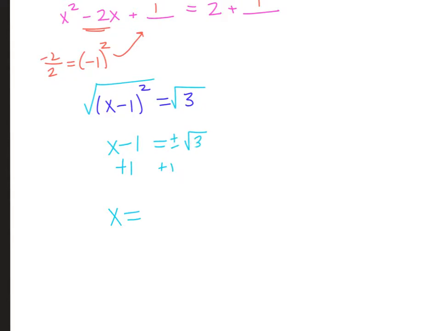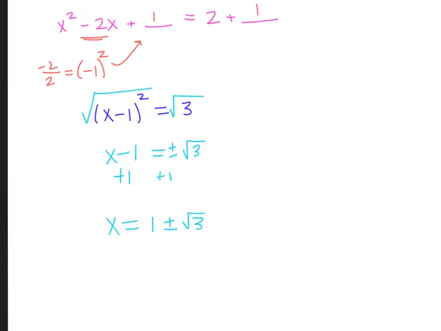So let's go ahead and write the 1 first, and I'll talk about that. 1 plus or minus the square root of 3. So is 1 a like term with the square root of 3? Well, these are not like terms, so they can't be combined together. So you can write your answer 2 ways. You can write it this way, 1 plus or minus the square root of 3.